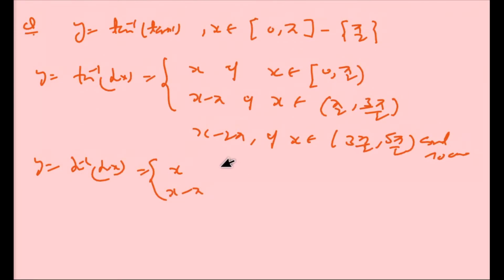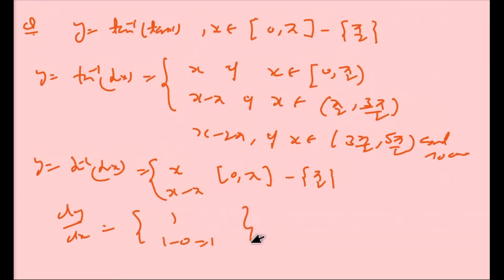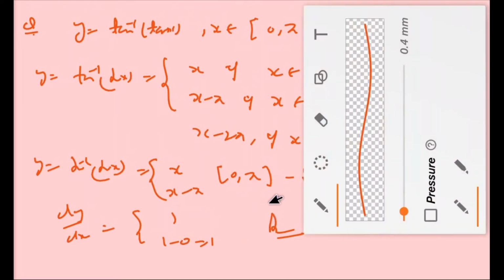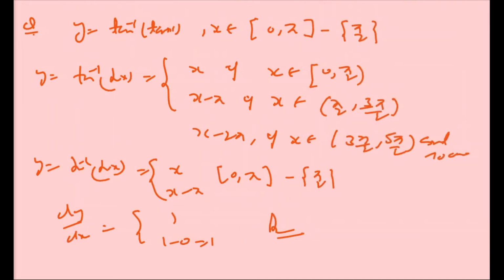from our given question, 0 to pi minus pi by 2. So dy by dx we can take here 1, and here is also 1 minus 0 equal to 1. So your answer is 1. Okay, this is your answer. This way you can understand the questions. Okay, now we are using the domain here, right?